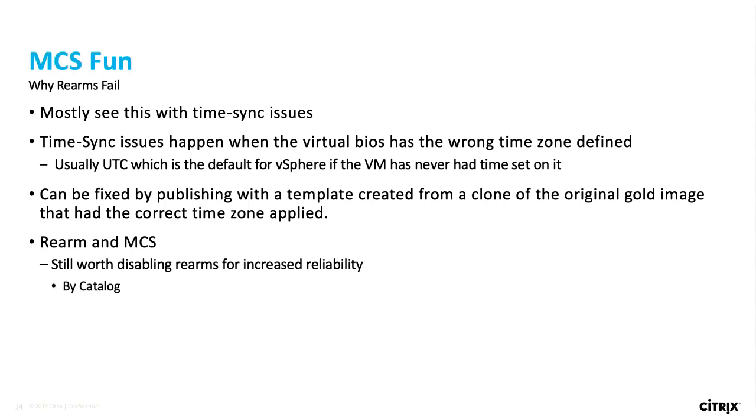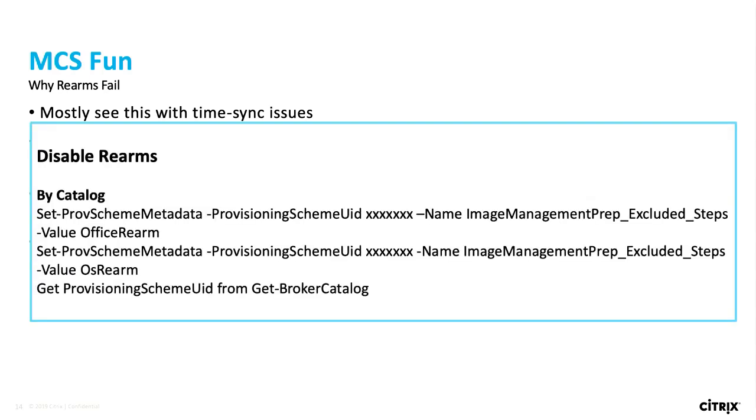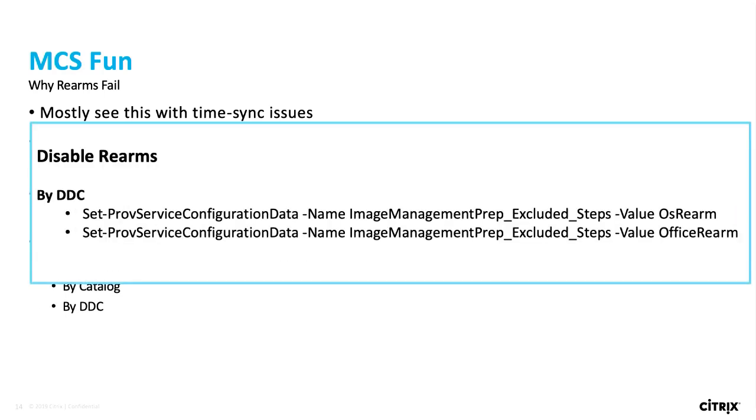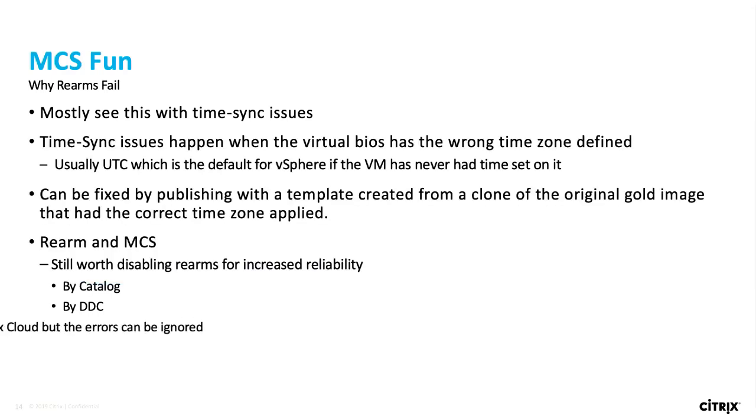So for there, you can use commands either by catalog or for the whole DDC. And these are the commands to disable rearms, right? If you do them by catalog, and this will all be posted, so you don't have to write these down. This is if you do it by DDC. And the advantage there is if you do that, you won't get any of those rearm errors either way, right?